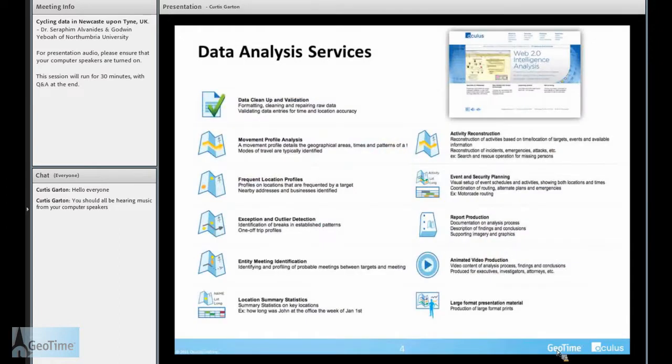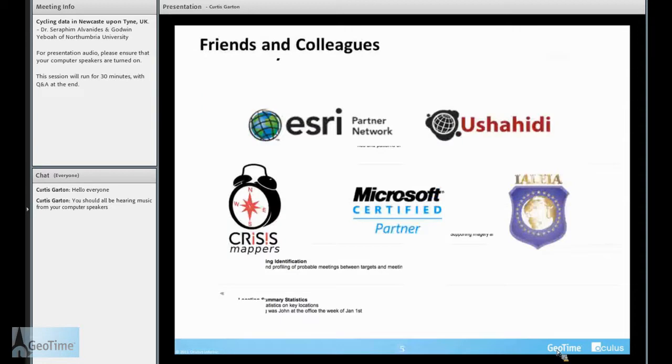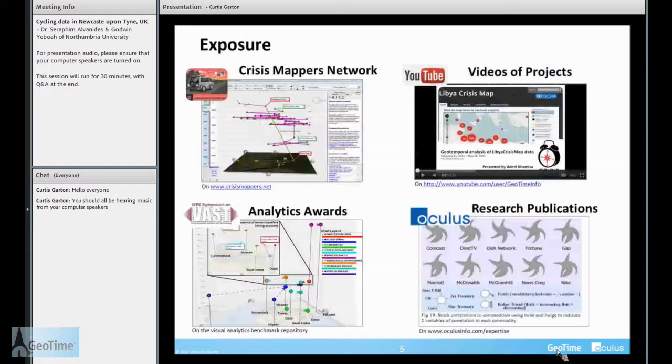ArcGIS recently introduced our new data analysis services. These services are geared towards helping organizations and companies to analyze complex data sets. Our focus is on the analysis of this data visually. The result of our analysis work is presentation and reporting material. Some of the different organizations that we work with on a day-to-day basis. Some of the different projects that we've been involved with, including the vast competition.